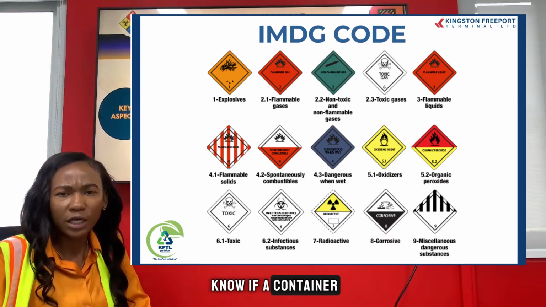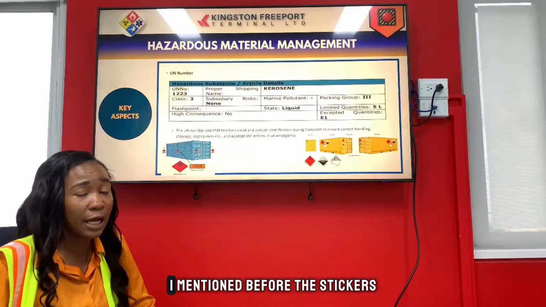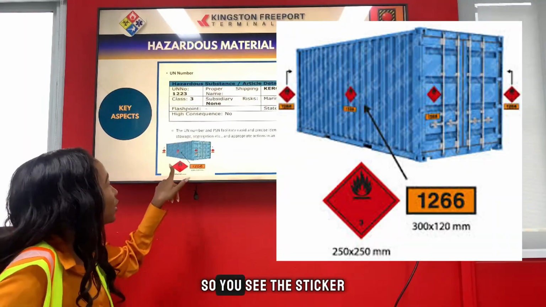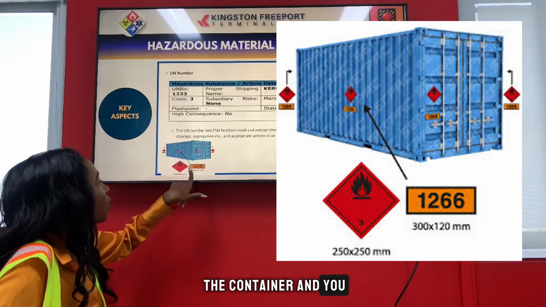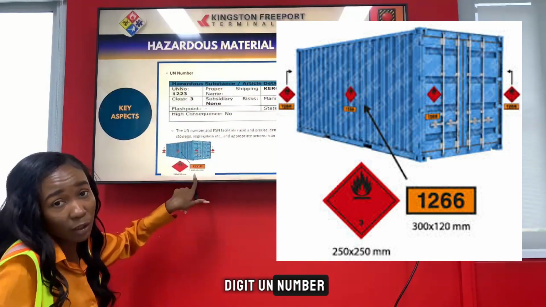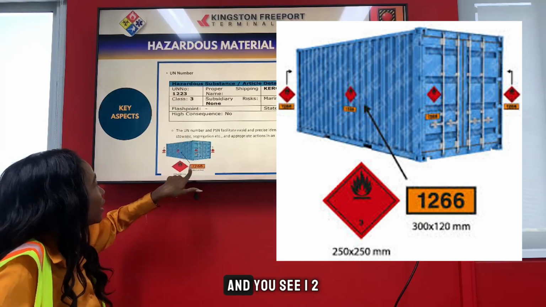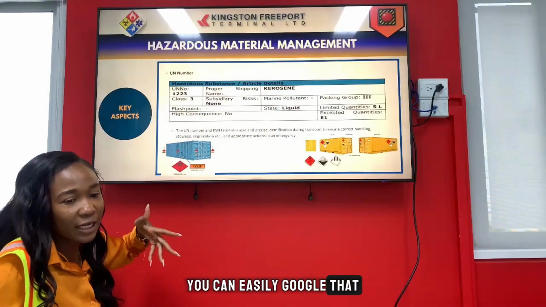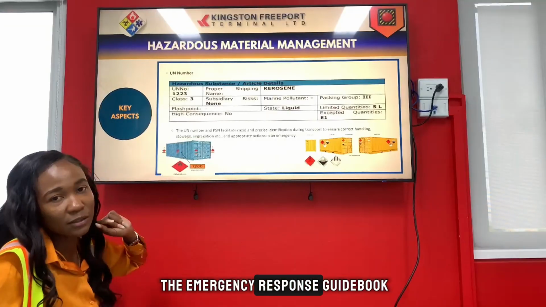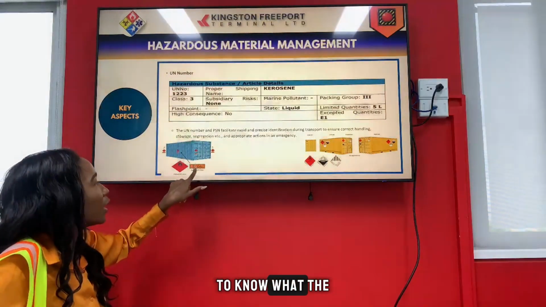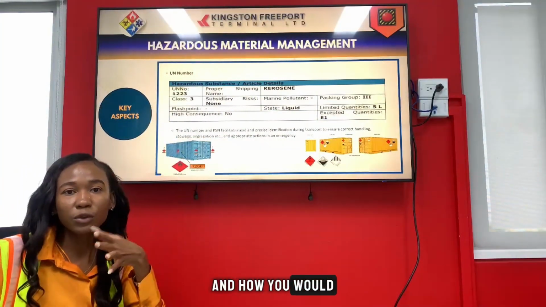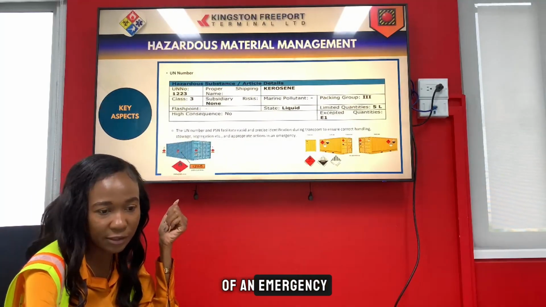So how do you know if a container really is an IMDG container? I mentioned before the stickers. You see the sticker on the outside of the container, and you also see a 4-digit UN number. Each 4-digit UN number is unique to the substance on the container. You can easily Google that, or you can use the emergency response guidebook to know what the substance is and how you would react in the event of an emergency.